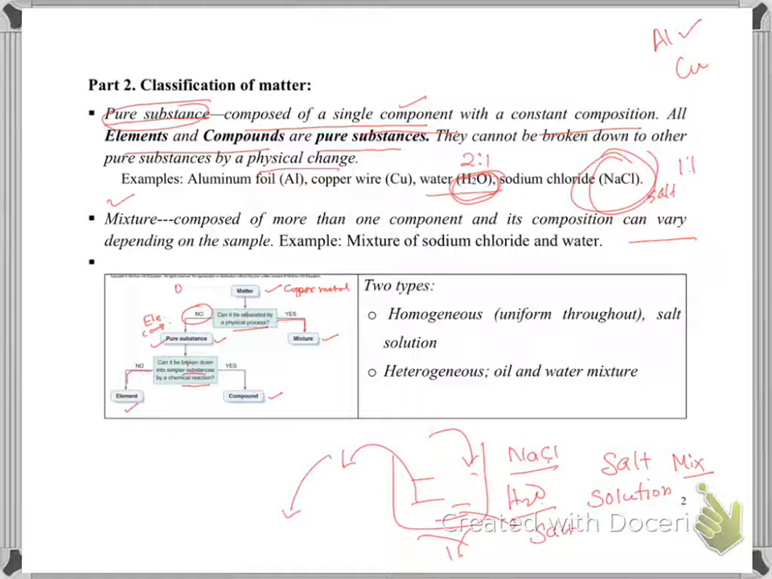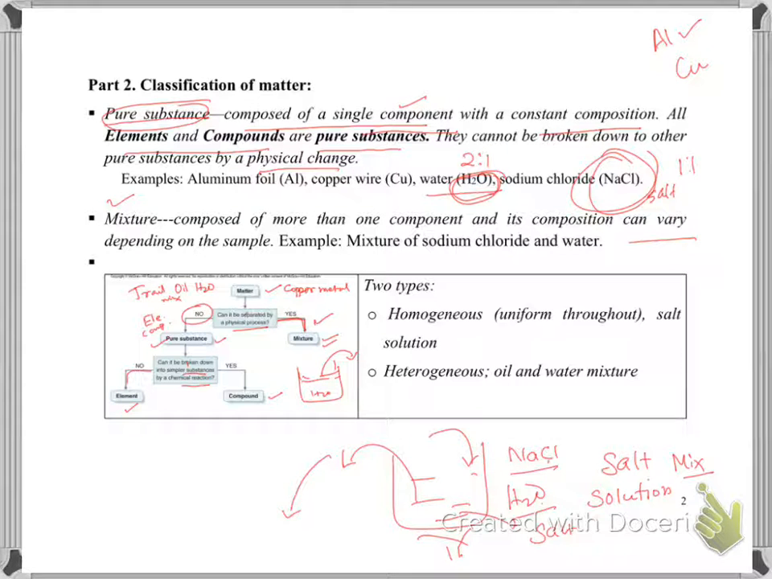Let's say oil and water, an oil-water mixture. Can it be separated by a physical process? Yes, it's a mixture. If oil is lighter than water, then it will be on the surface of the water. Then you can pipette the oil out and separate them. Another example, trail mix. Can it be separated? Yes, you can separate them. That means it is a mixture.